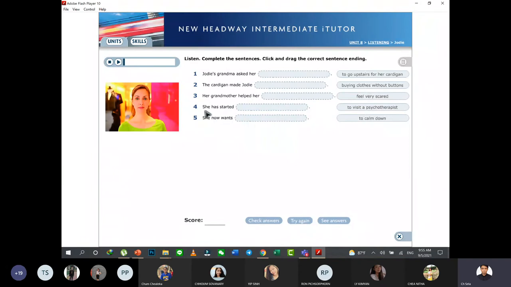Jody's grandma asked her to go upstairs for her cardigan, the cardigan makes Jody, what is it, buying clothes without buttons. So you have to tell me, for example, you have to continue this part of the sentence with this exercise. Like Jody's grandma asked her for what, for example. Tell me, I will do that for you. All right. Okay, so now I play the tape for you again.